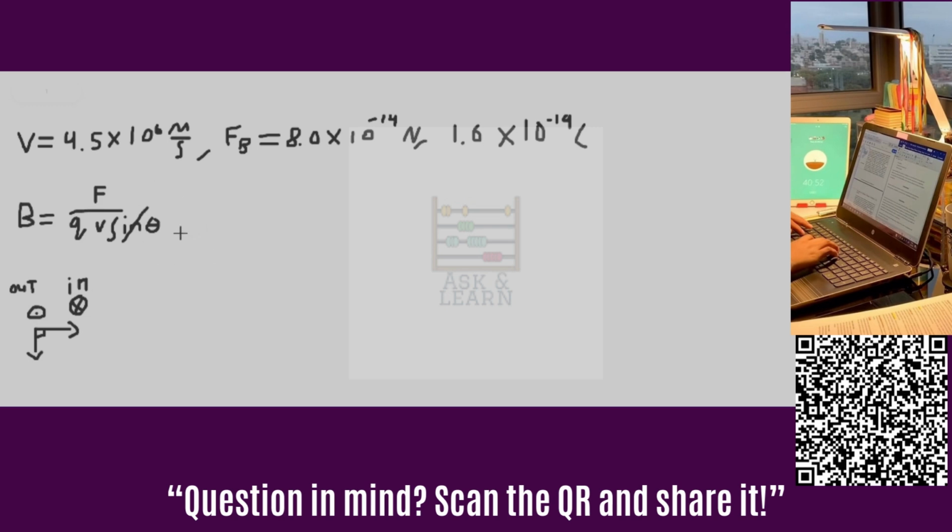Plugging in all of this gives you that B is what we're solving for. The magnetic field is equal to 0.11. So we have a number. Let's make sure it's what we want by double checking with our units. So F is in units of newtons. Q is in units of coulombs, C, and now V is in units of meters per second. So it's coulombs times meter per second.